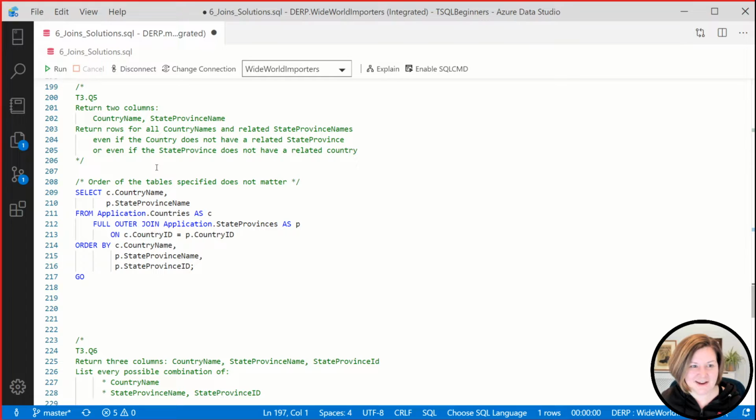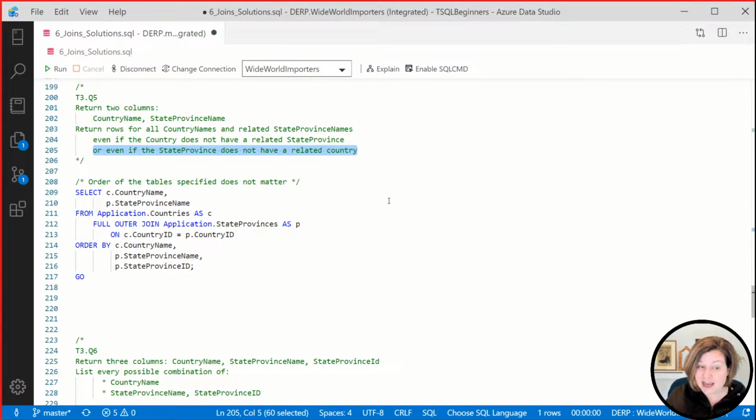Question number 5. For this one, we want rows for all country names and state provinces, even if the country does not have a related state province, or even if the state province does not have a related country. It is possible. Now, I don't know if we've checked. We could actually have state provinces who don't have a matching country in the table. There are things called foreign keys that can enforce that you can only go in this table if you have a parent, but those foreign keys have to be set up in a certain way to ensure it.